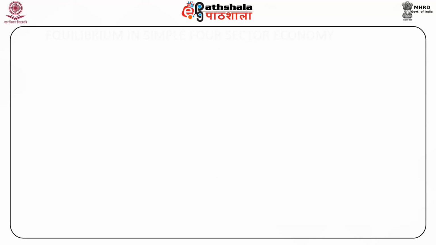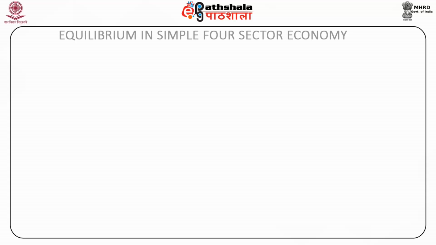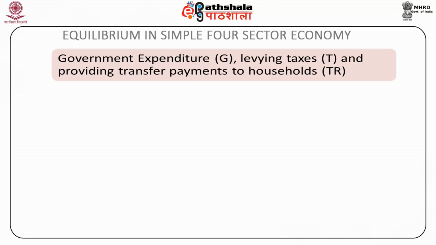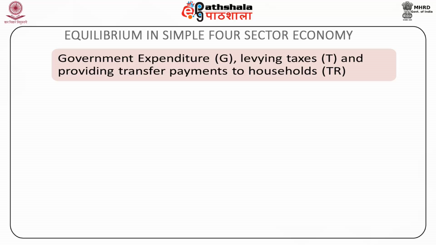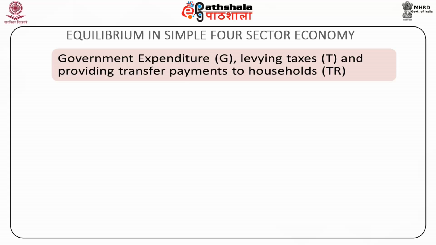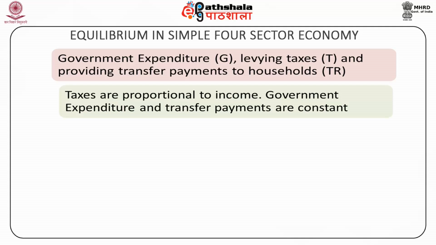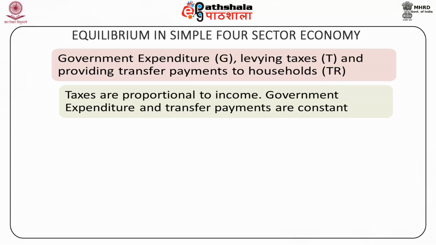We have now studied the equilibrium determination in the simple two-sector economy without government or foreign trade. The process is similar when we make the model more complex by expanding the number of sectors. Now, we introduce government and the external sector. Let us start with the government sector. The government affects aggregate demand by purchasing goods and services G, levying taxes T, and providing transfer payments to households TR, such as unemployment allowance, subsidies, etc. Taxes are assumed to be proportional to income, and government expenditure and transfer payments are still assumed to be constant.